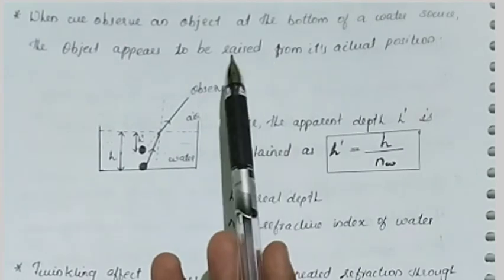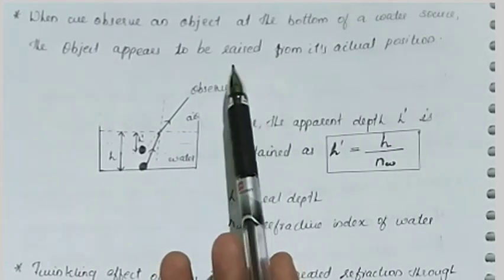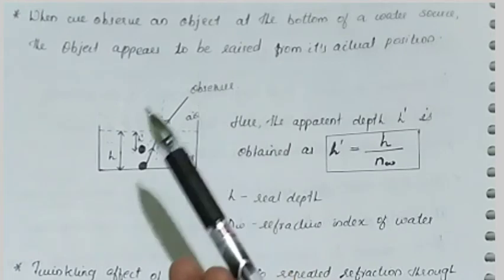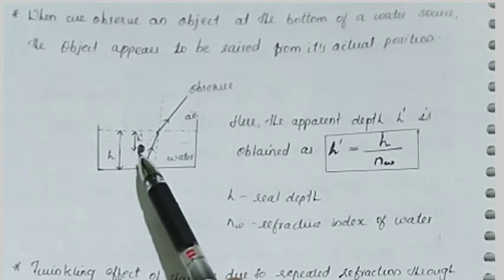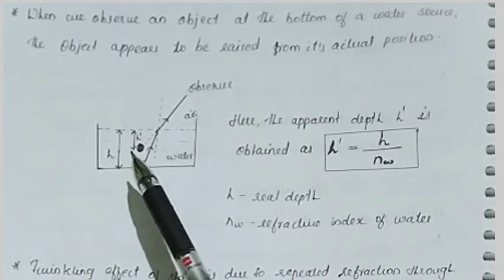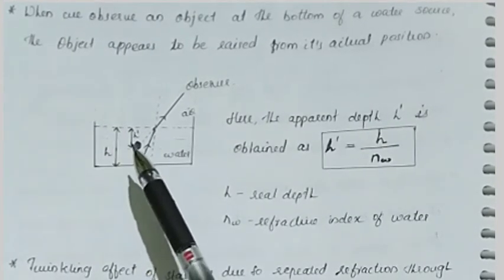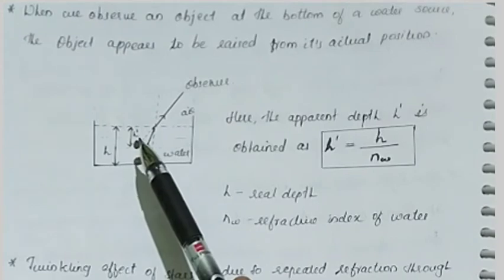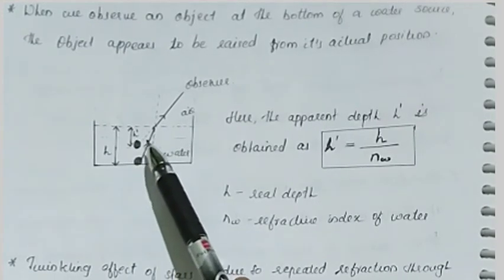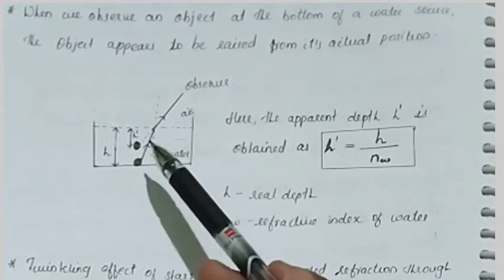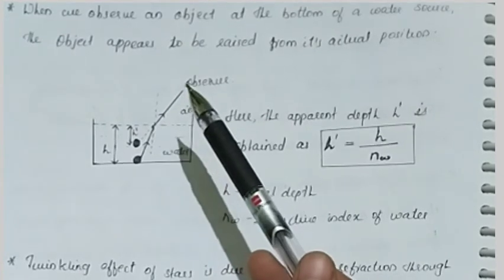We all might have come across this experience in a pond or in a river. When we observe the stones under water or the fish in water, we can see that the stone or the fish appears to be displaced from their actual position. What happens here is the refraction of light.